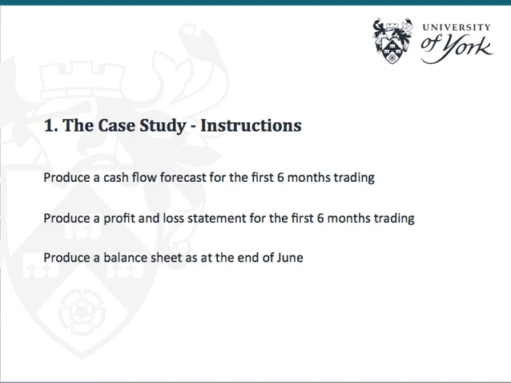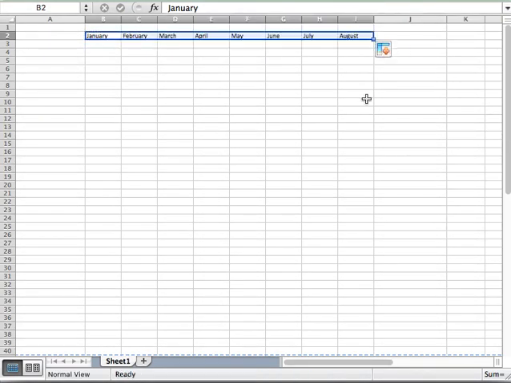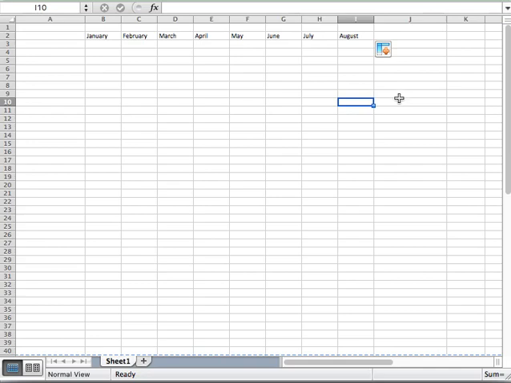Let's flip over now to a blank spreadsheet. The first step, as we did with the work cards case study, is to transfer the information from the case study onto the spreadsheet. We're talking about January to June, so I'm going to first set up some months. January, and take that across to August. The reason for that will become clearer, but you'll see why later.